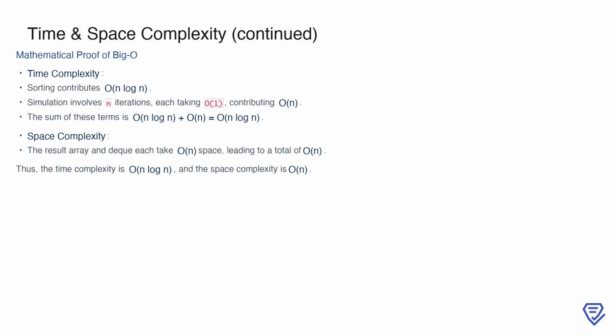Finally, let's validate the big O analysis mathematically. For time complexity, sorting the deck contributes O(n log n).